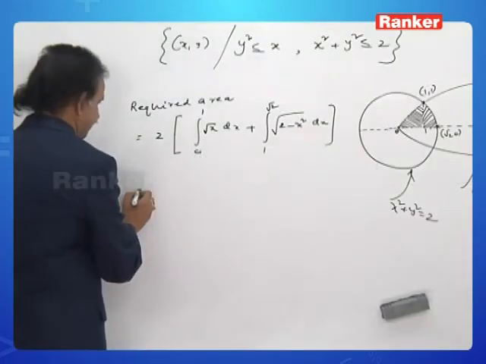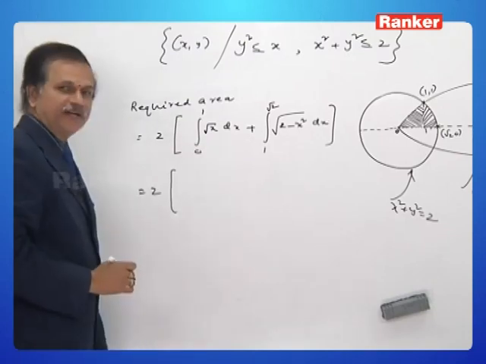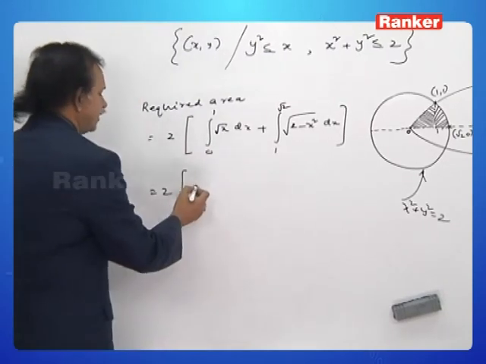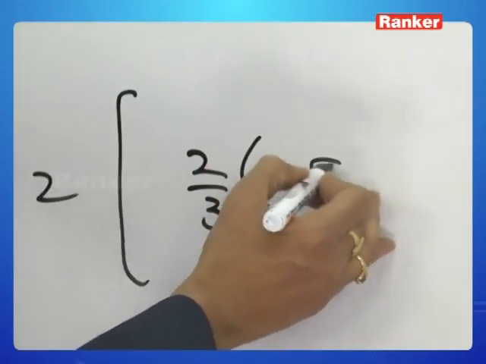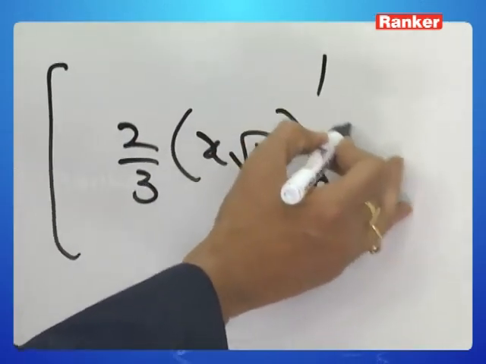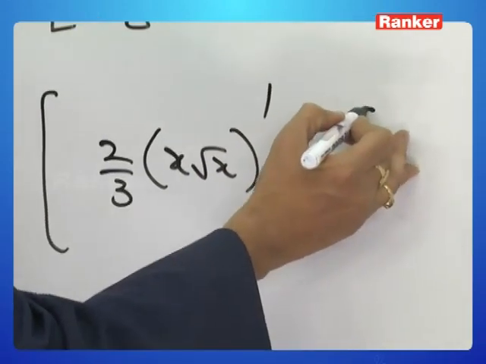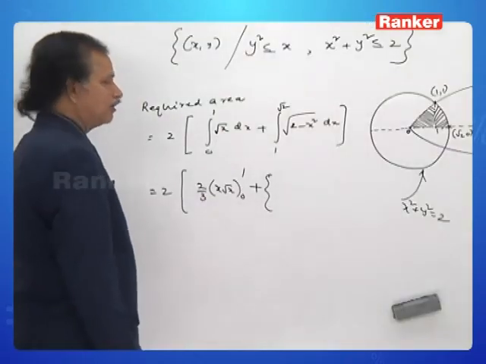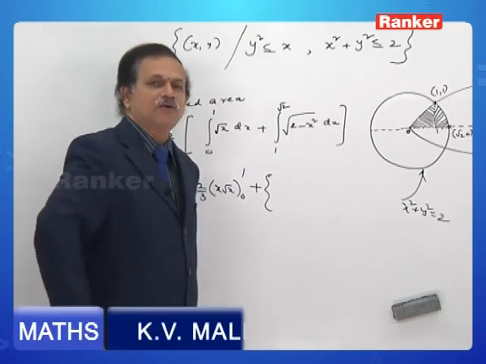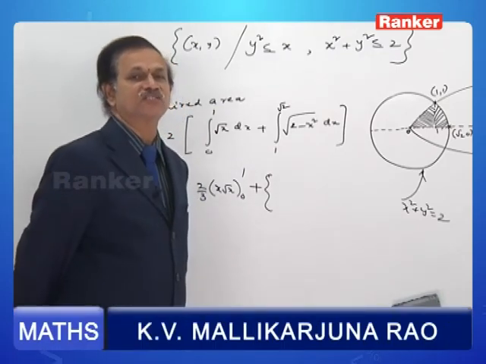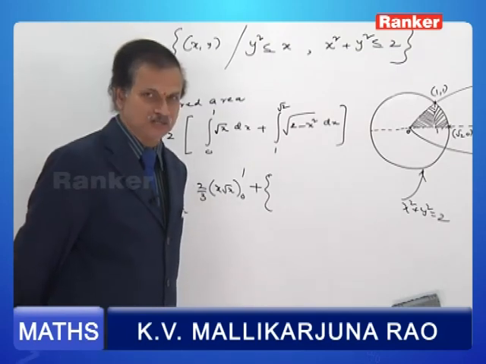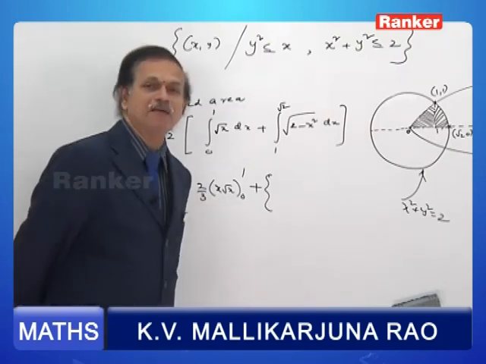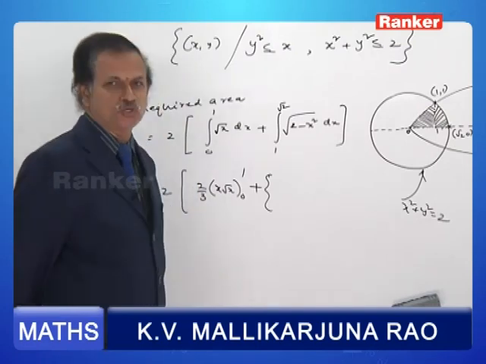Let us try to get it. This is 2 into, what is the integral of root x? 2 by 3 x root x, that is 2 by 3 into x power 3 by 2, between the limits 0 to 1. Plus, root of 2 minus x square. Integral 0 to a of root of a square minus x square is a square pi by 4. We could have already used this standard result. According to that, it is 2 pi by 4, that is pi by 2.